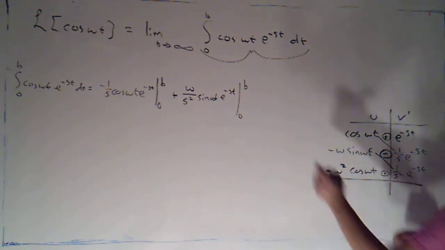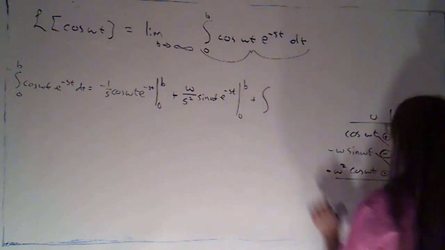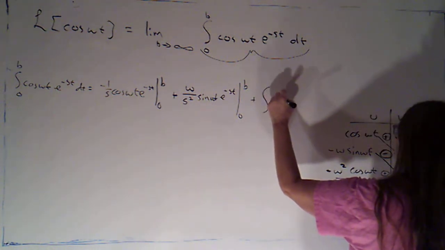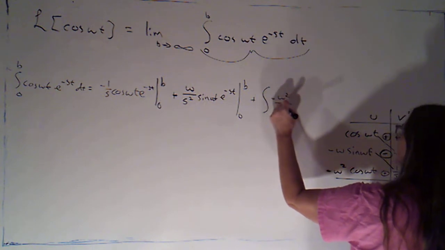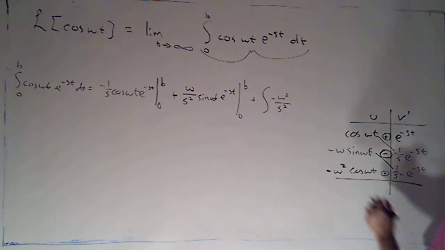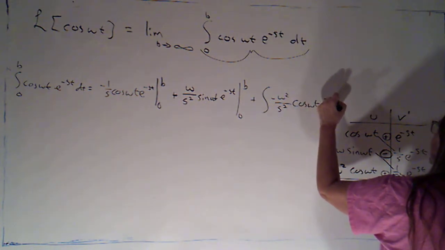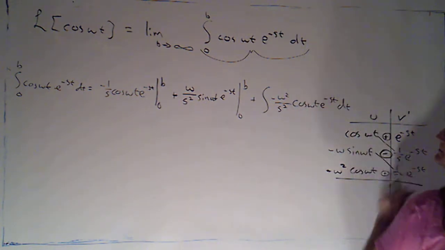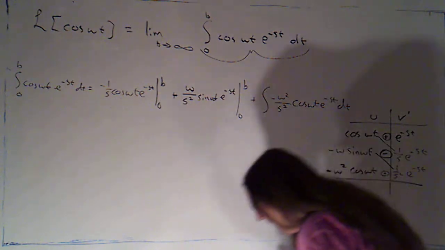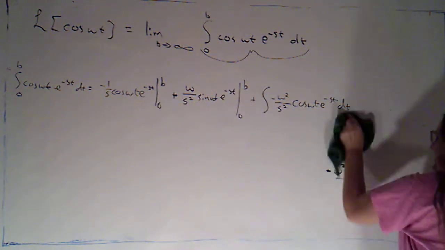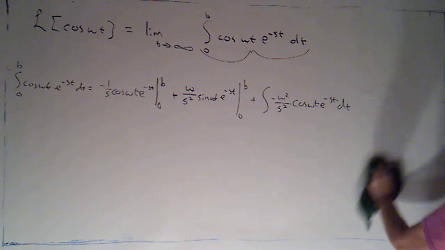Plus the integral of this row, which is going to be a negative omega squared over s squared, again just bumping those constants to the front, cosine omega t e to the negative st dt. Okay. All right, to clear up some space, I'm now going to erase the table because we've used it. We've got our lovely results.